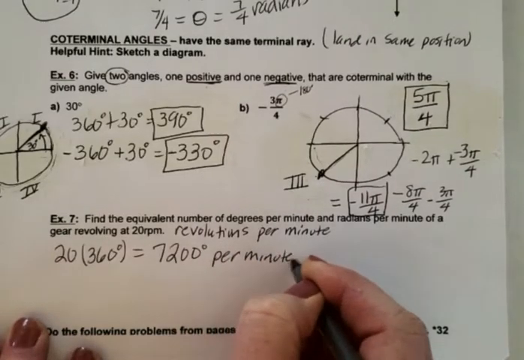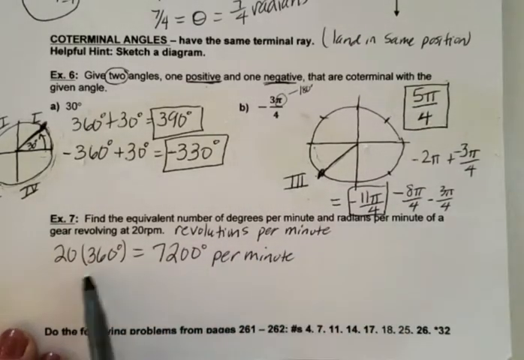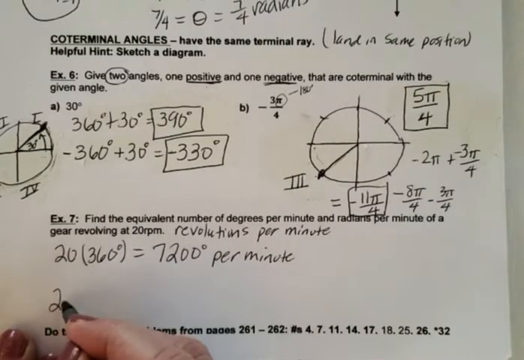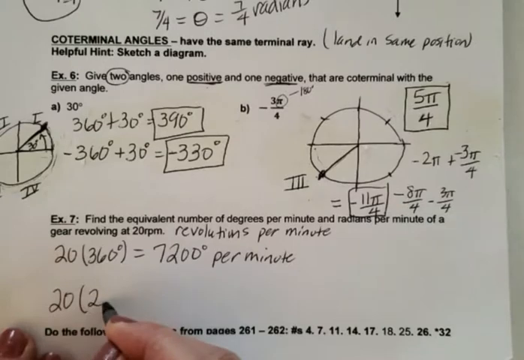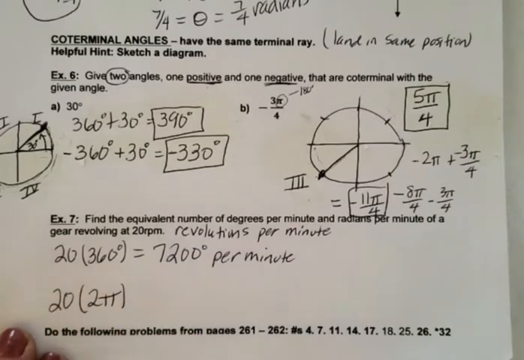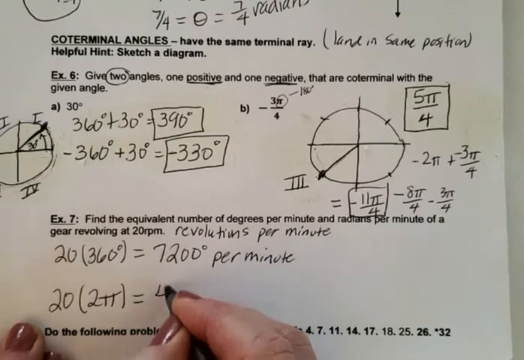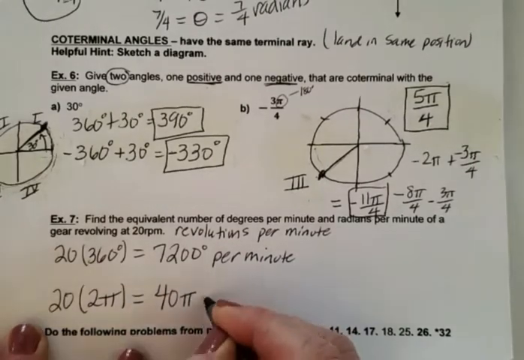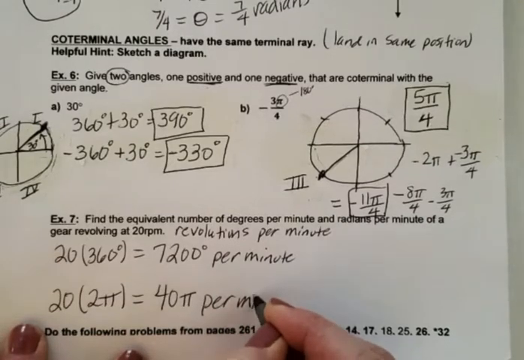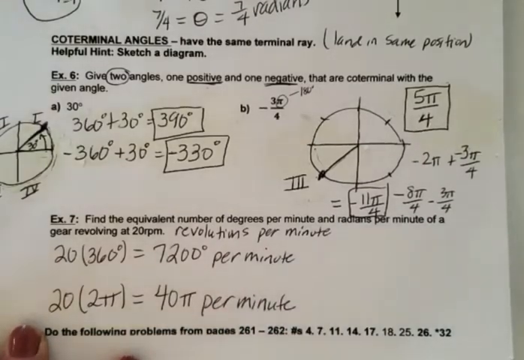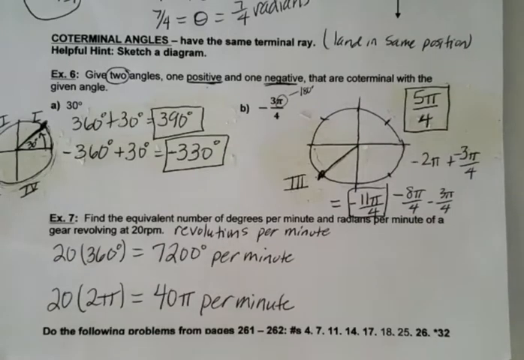So we've done the degrees one. Now, remember that one revolution is equal to 360 degrees, but it's also equal to 2 pi radians. So 20 sets of 2 pi is going to be 40 pi radians per minute. So we've converted the revolutions per minute to degrees per minute and radians per minute.